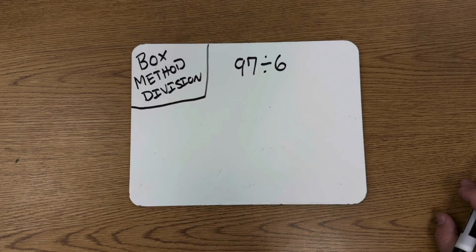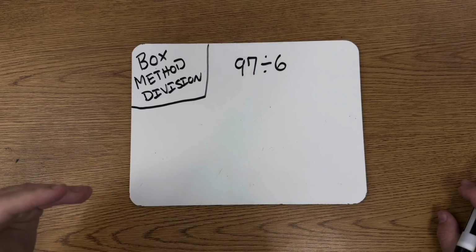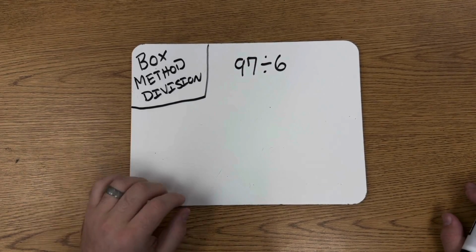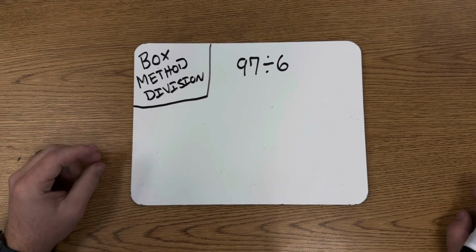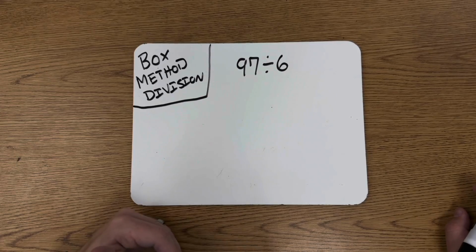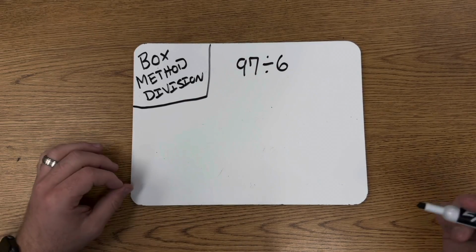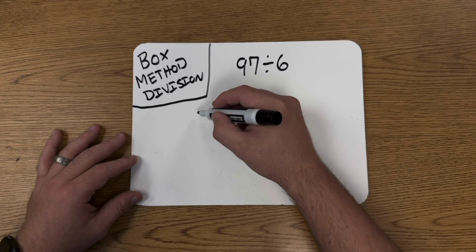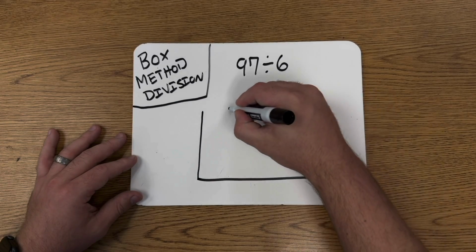Hello there everyone. Today we're going to be taking a look at how the box method of division works to help us solve our problem. So on our board today we have 97 divided by 6. And our first step when it comes to solving problems utilizing the box method is to go ahead, just like with area model, give ourselves a box that we can work with.